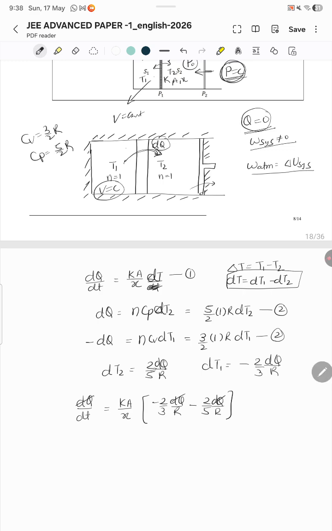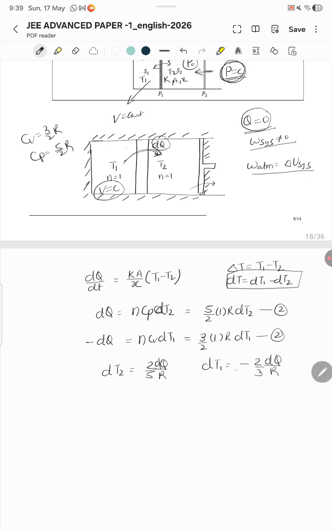Wait a minute, wait. So let me remove this. A small mistake I made here. This is not dT, this is delta T. That is T1 minus T2. Fine. Okay, and because of that, till here it is okay. Fine, this is okay.